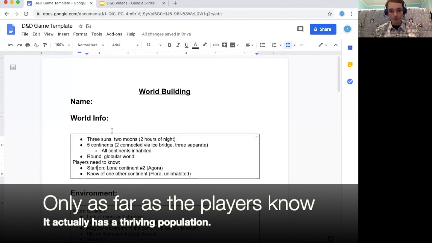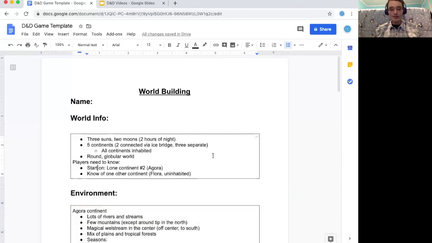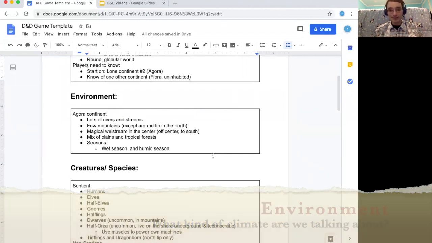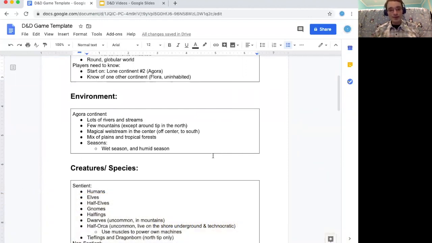So now that I have the basic world building stuff, I'm going to go down to environment. Once again, this is stuff that the players will definitely know. So Agora is a very wet environment. There are lots of rivers and streams, very humid. There are a few mountains in the middle, except around the tip in the north, and there's a magical wellstream in the center, a little off-center, more to the south of the continent. There's a nice mix of plains and tropical forests, and there are precisely 2 seasons, a wet season and a humid season.